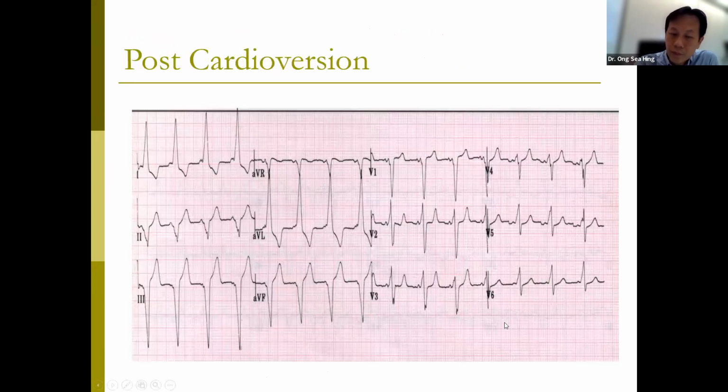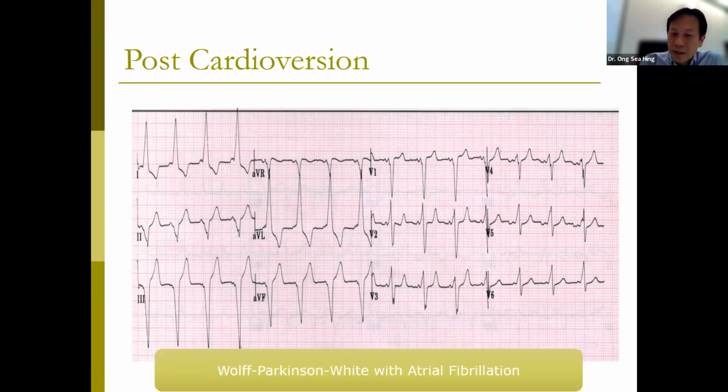Okay. This is type B Wolff-Parkinson-White syndrome. I won't go into type A and type B, but I'm also not an electrophysiologist. So I won't pretend to know terribly a lot about how to localize the accessory pathway. So this is Wolff-Parkinson-White with atrial fibrillation.